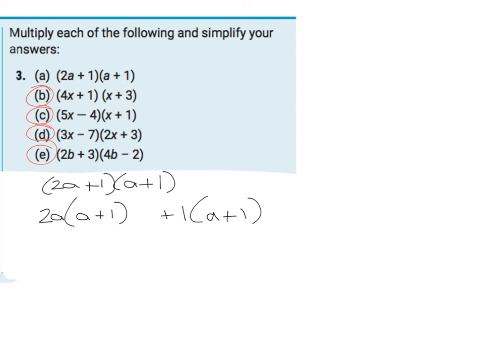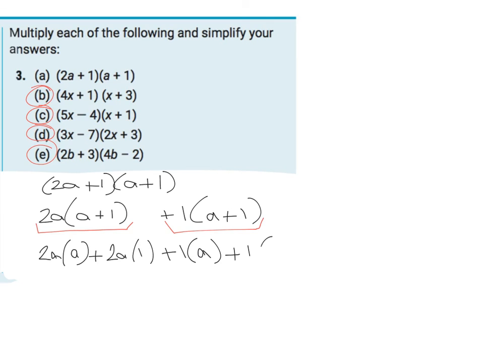Okay, and now we're going to look at the first section, this section here. We're going to multiply it out. So 2A is multiplied by A, and 2A is multiplied by 1. Second one here, 1 is multiplied by A, and 1 is multiplied by 1. And then I just go on to the next line, multiply it all out. I get 2A squared plus 2A plus 1A, or just A, plus 1.